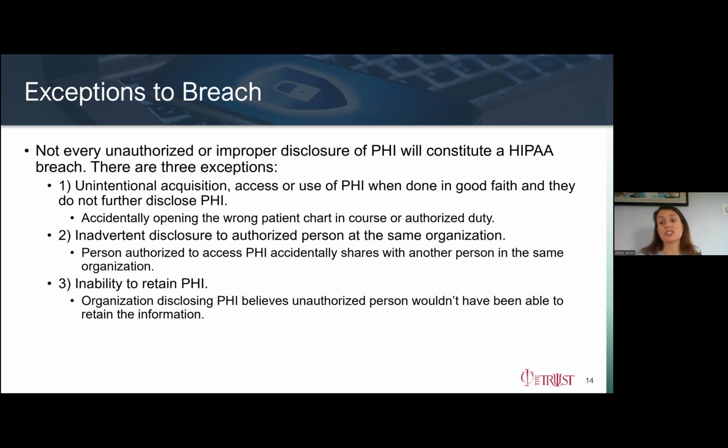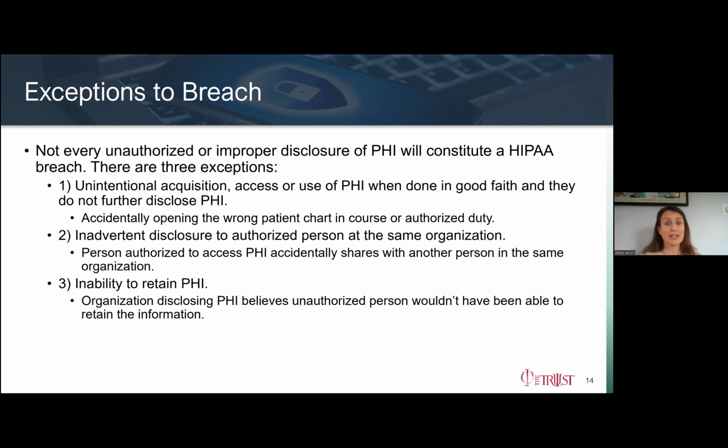For instance, the unintentional acquisition, access, or use of protected health information when done in good faith, and that person does not further disclose the protected health information. This is an instance where maybe a nurse accidentally opens the wrong patient chart in the course of her or his authorized duty. Viewing the PHI was unintentional and done during the course of the duties, so the exception applies. However, if the technician opened the chart to snoop, oh my goodness, we have Britney Spears as a patient, that's acting deliberately and not in good faith and would make that viewing a breach. Or if the nurse shares the PHI she accidentally saw.